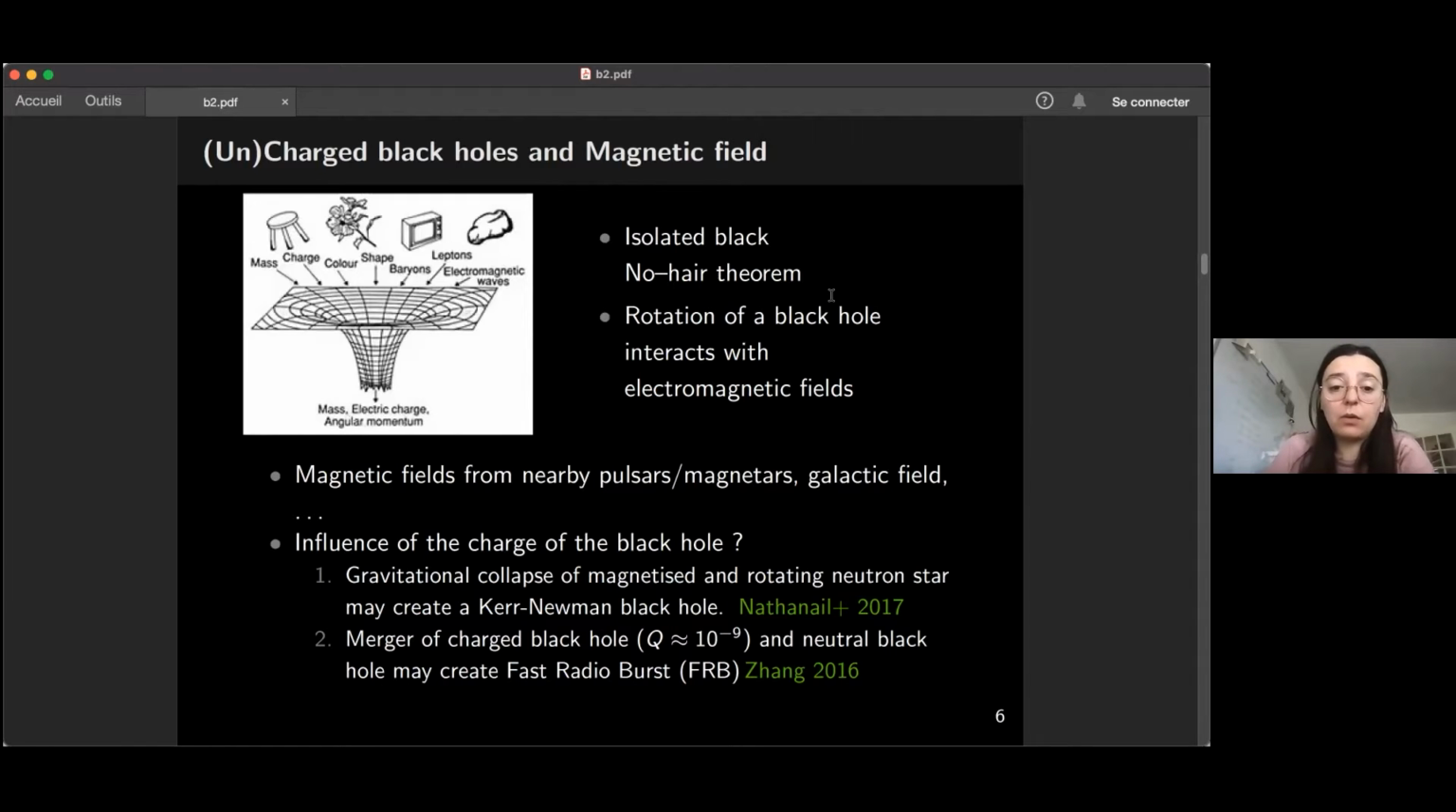About the charge of the black hole, it is known that even if the time scale of discharging the black hole is really slow, it can at least have some influence by itself. For instance, the gravitational collapse of a magnetized and rotating neutron star may create a Kerr-Newman black hole. And the merger of a charged black hole and a neutral black hole may create fast radio bursts. So we know that the charge of the black hole can have an influence, so it is interesting to study it and add it in our background.